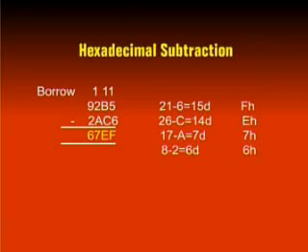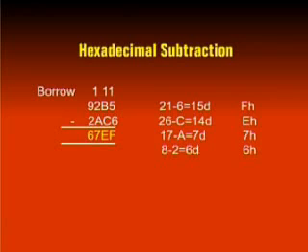So now, if you borrow a 1, the result is 16 plus 5, which is 21. So you subtract 6 from 21, which results in 15 decimal. 15 decimal is equal to F in hexadecimal. So the answer of subtracting 6 from 5 results in F. Now consider subtracting C from B. Remember, we had borrowed a 1 from B, so it has reduced to A.